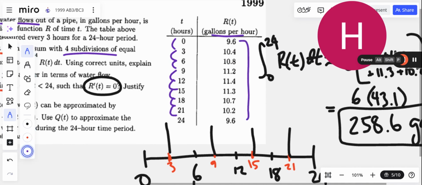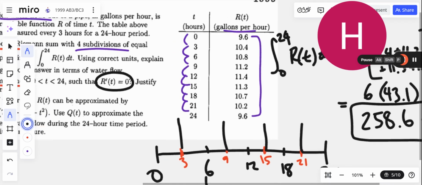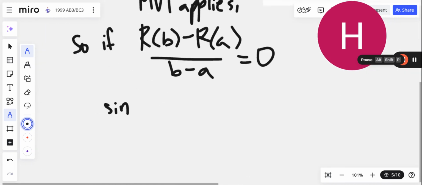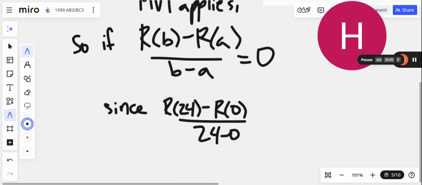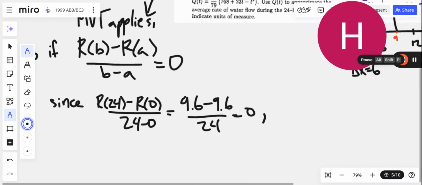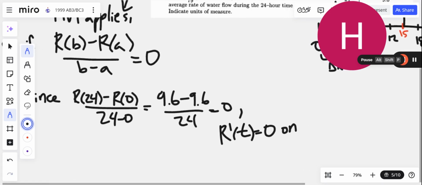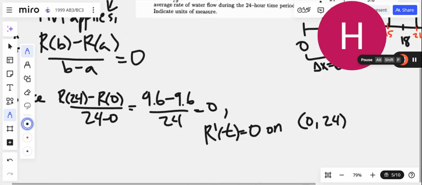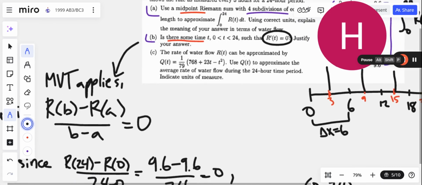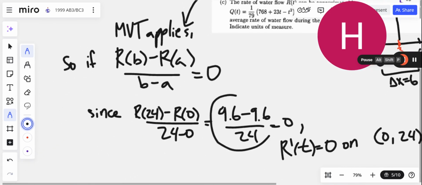Look at that. So we can say, since r of 24, so 24 hours later, minus r of 0, equals 0, that means that r prime equals 0 at some point on the interval from 0 to 24. That justifies the answer because the MVT applies and we used it.